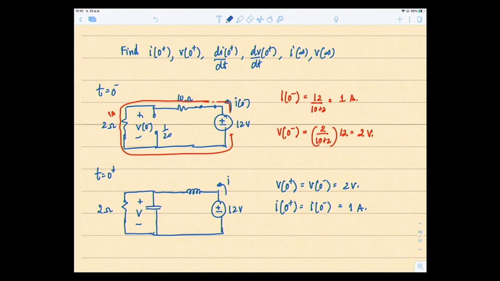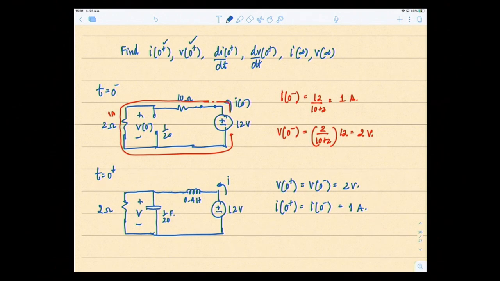Okay, so therefore this is 0.4 Henry. This is 1 over 20 farad, right? Yes. Okay. Now, next thing I want to find: I find this and this already. I want to find di/dt and dv/dt at 0.